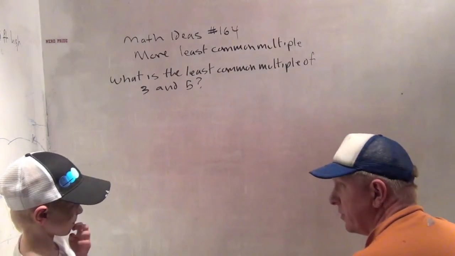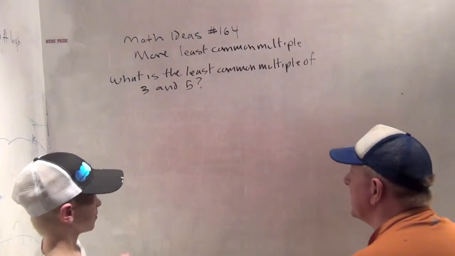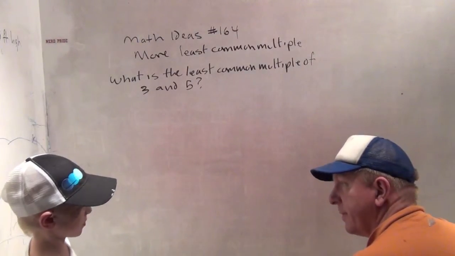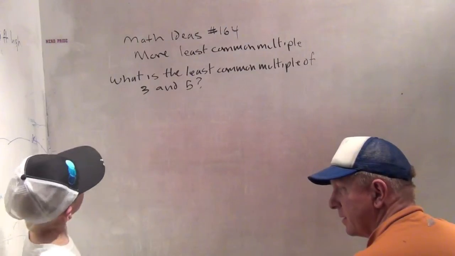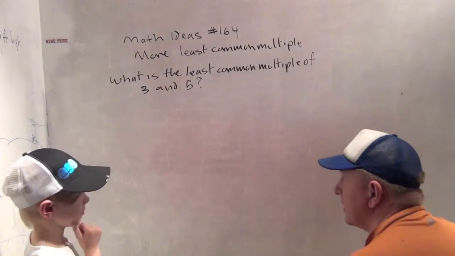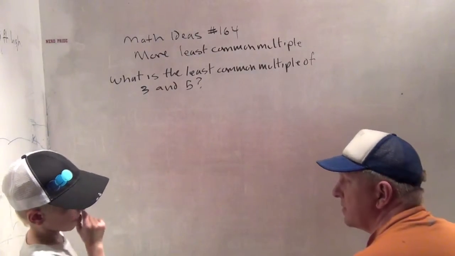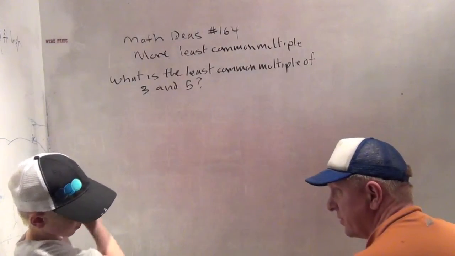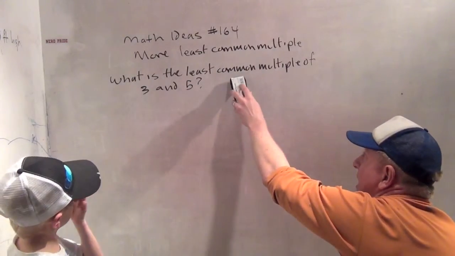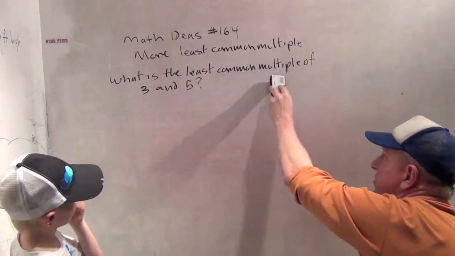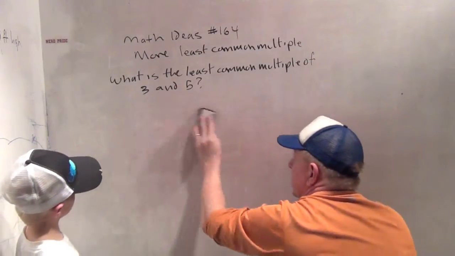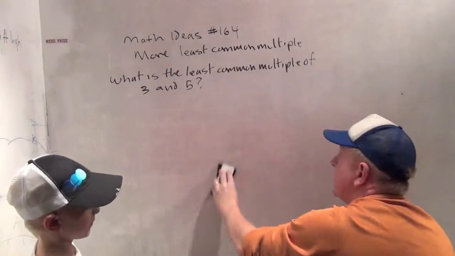Oh, yeah, I know what you would do to find it, but what does it mean? What does it mean to be the least common multiple? Do you know? Not quite? It's the smallest number that both of the numbers go into. Okay, that's what it means. That's what least means. The smallest common means they both go into it, and multiple means it's a multiple of both numbers. Okay, so find the least common multiple of 3 and 5 for me.